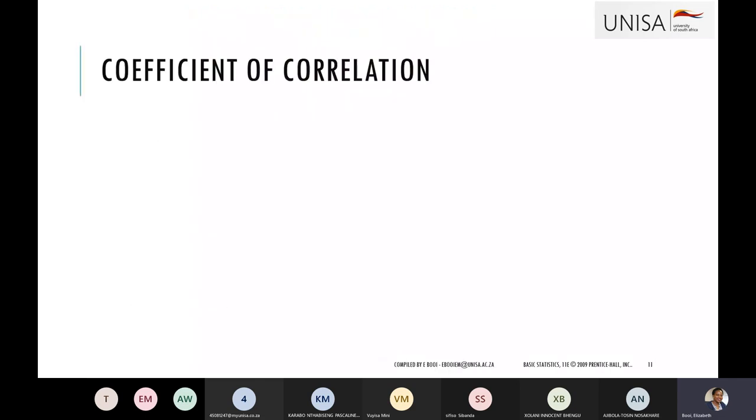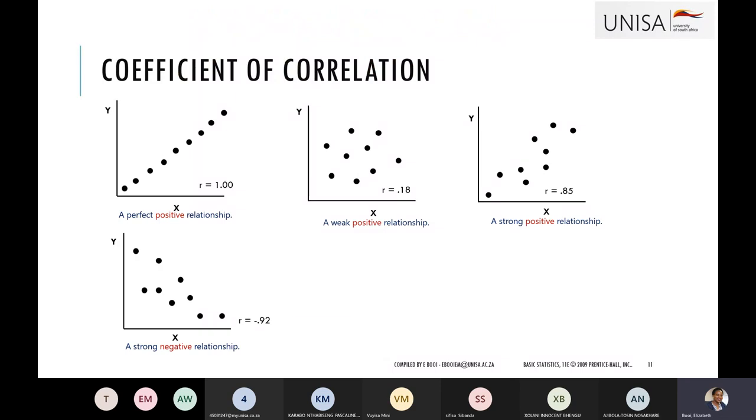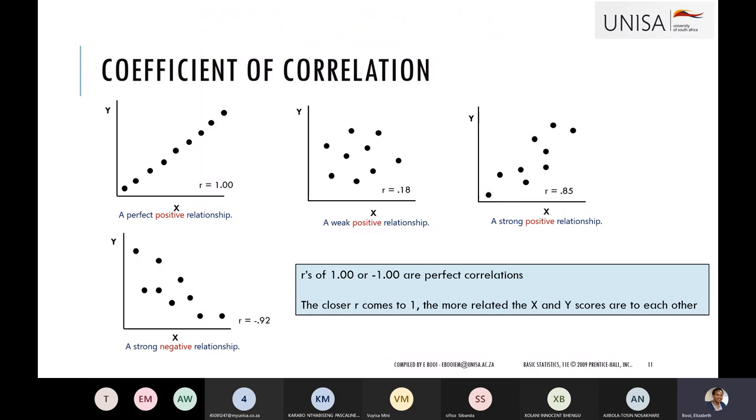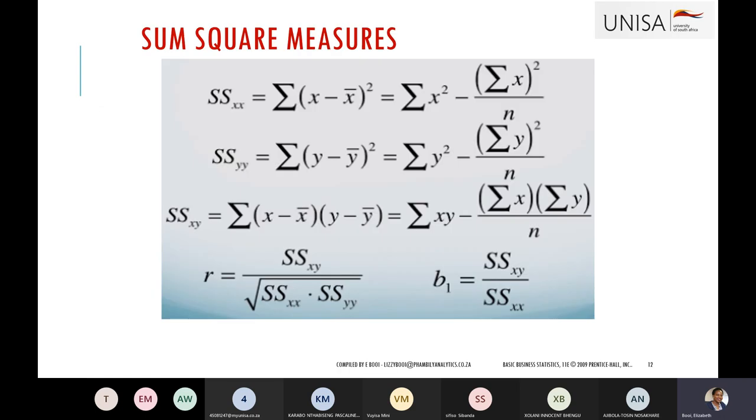We also learned how to interpret each one of them if we are given them. So I'm not going to go into detail in terms of interpreting all these graphs. We've dealt with that on Wednesday. We also spoke about using the sum of squares measures to calculate the coefficient of correlation, or to calculate the slope, or to calculate the total variation, and so forth.